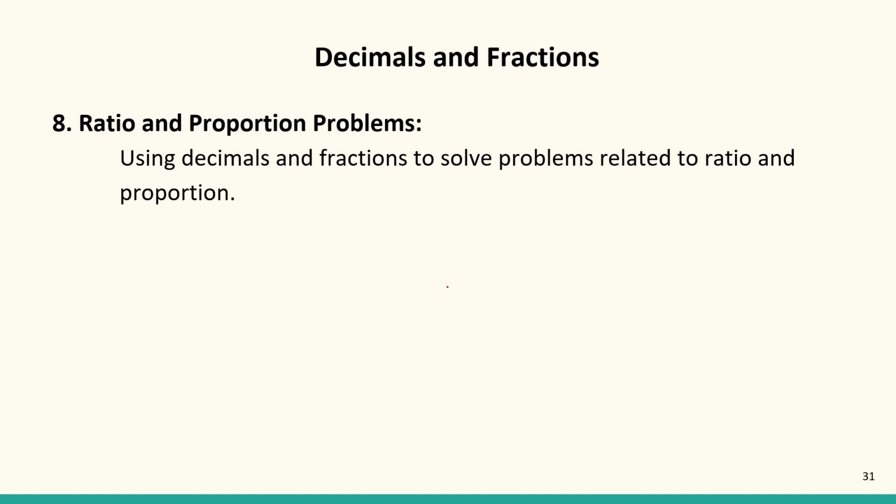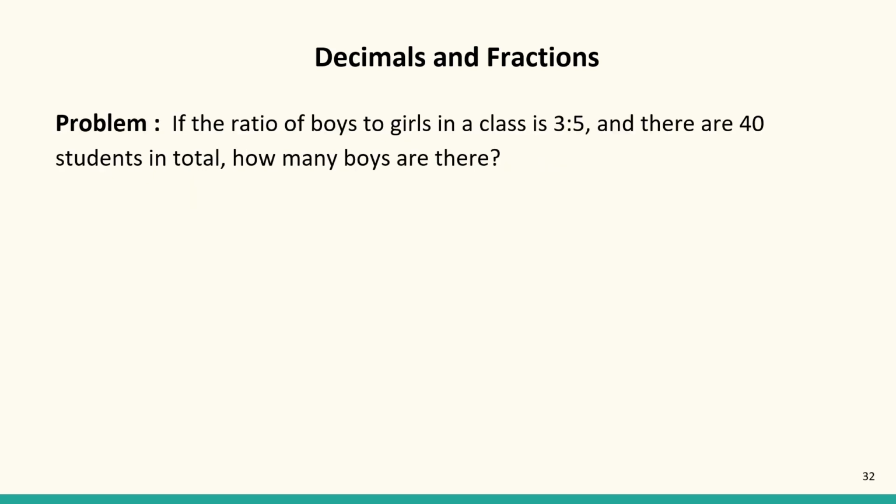So the 8th kind of problem involves ratio and proportions. So the problem is related to ratio and proportion. If we see the problem here, if the ratio of boys to girls in the class is 3:5 and there are 40 students in total, okay, total students, and boys is to girls is equal to 3:5. This is what is given. So it asks how many boys are there. So what you can see here is boys is to girls, so boys by girls is equal to 3 by 5.